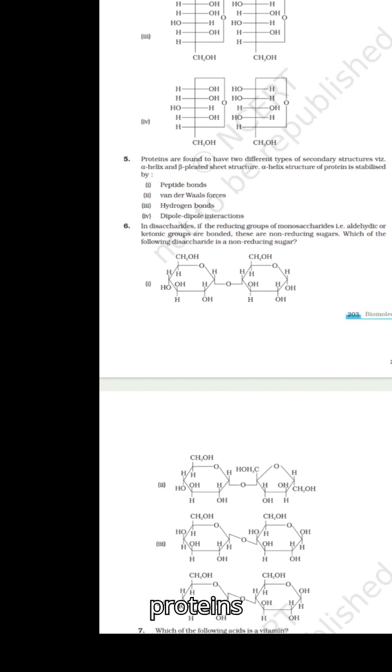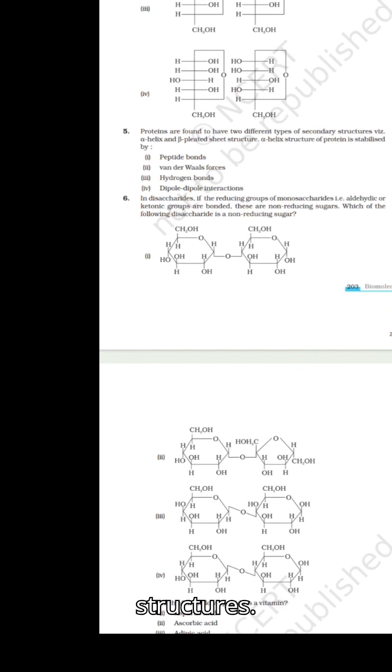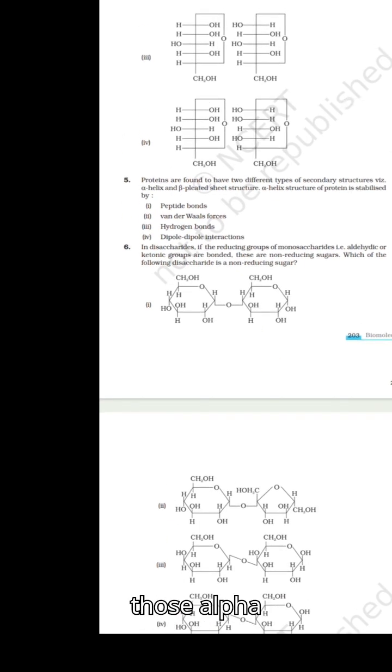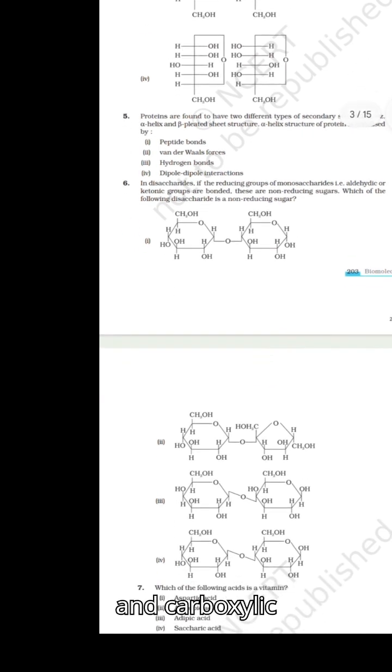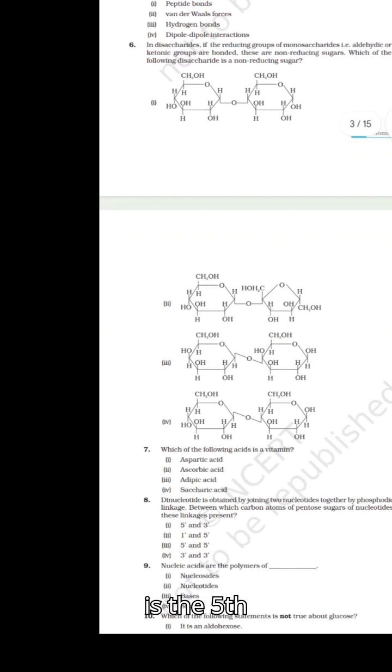Proteins mainly contain two types of secondary structures. The first one is the alpha helix and the second one is the beta pleated sheet. Alpha helices are present, for example, in keratin. Keratin contains an alpha helical structure, and that alpha helical structure is stabilized mainly by hydrogen bonds between the hydrogen of the amino groups and the oxygen atoms of the carboxyl groups. So that is the answer to the 5th question.